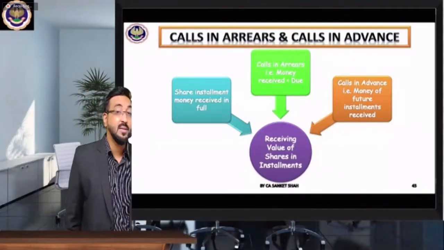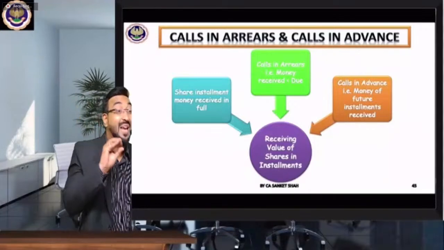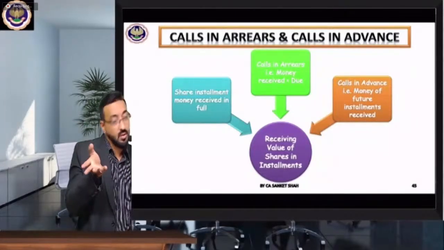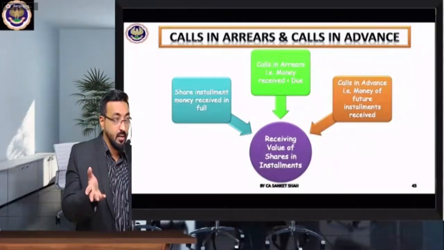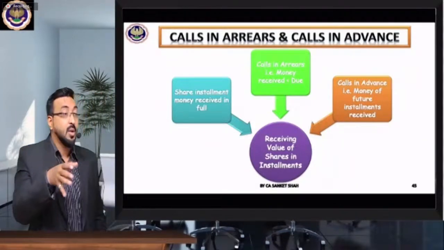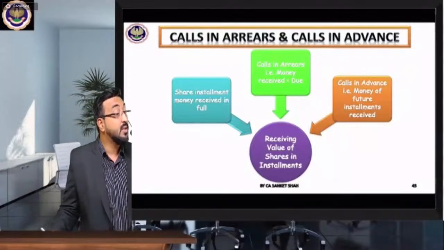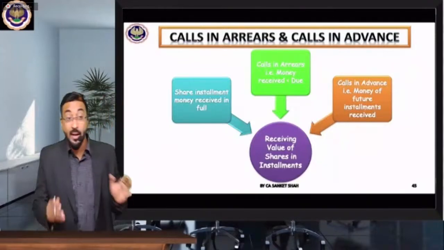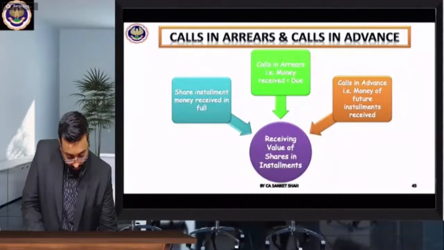And what is calls in advance? When you have already received your future money. Due amount is only 8, but you received 9. So the excess amount that you received, calls in advance, is rupee 1. This excess is received at the time of allotment, not at the time of application. Application is different: if you receive extra amount at application, it is because he applied for excess shares. So excess share application is different from calls in advance. Understand?